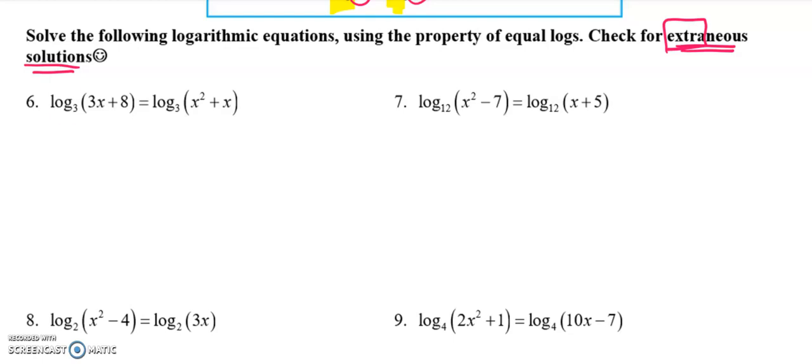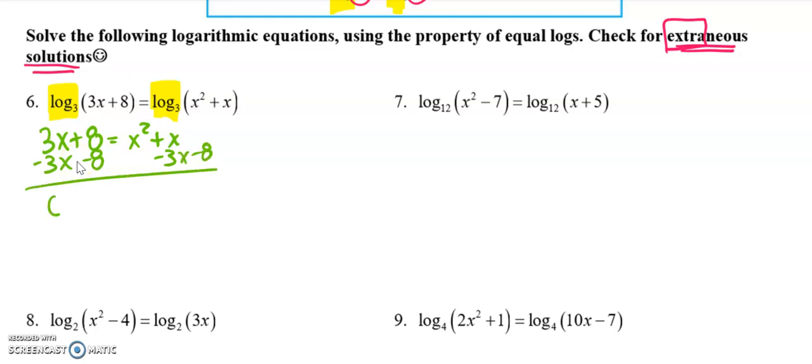We've got log base 3 of 3x plus 8 equals log base 3 of x squared plus x. So we know then that the 3x plus 8 has to equal the x squared plus x. This is a quadratic, so I want to move everything over to one side. I find it much easier to factor when the leading coefficient is positive, so I'm moving everything to the right-hand side.